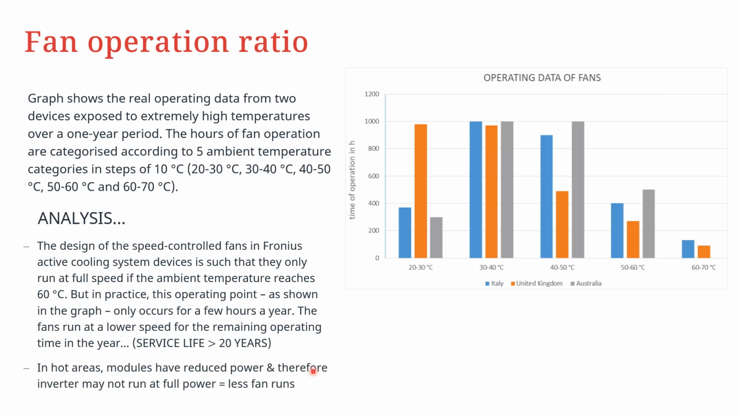In hot areas, in addition, and I think this was a point mentioned by my colleague earlier, if you look at the irradiation curve, you can see that there is an effect on voltage as a result of high temperatures. So in areas where modules are exposed to high temperatures, the output power from the modules is less, meaning that the inverters are also not operating at full power. The fans in most cases would run a lot fewer hours, meaning that we can easily exceed this 20-year expectation from the manufacturer.